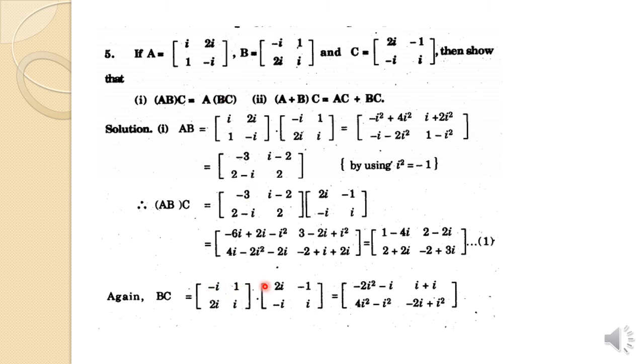So this is the matrix B and this is C. So how do we multiply? First row with first column and then first row with second column, then second row with first column, and then second row with second column. So minus iota into 2 iota, minus 2 iota square, 1 into minus iota, and then minus 1 into minus 1 plus 1, and 1 into iota, and similarly 2 iota into 2 iota is 4 iota square, iota into minus iota square, and similarly 2 iota into minus 1, minus 2 iota, and iota into iota is plus iota square. Further we solve in the next slide.